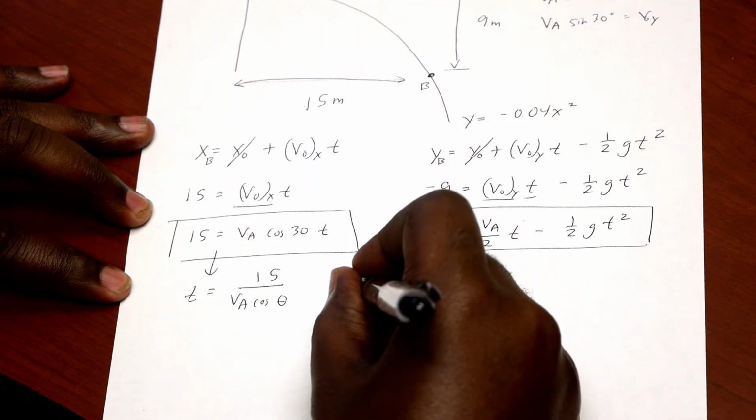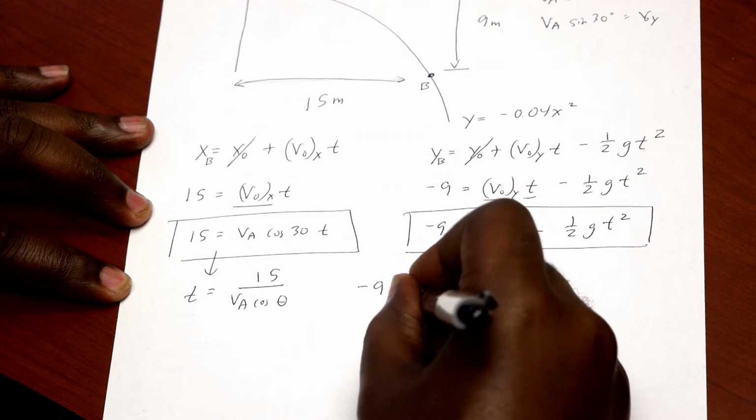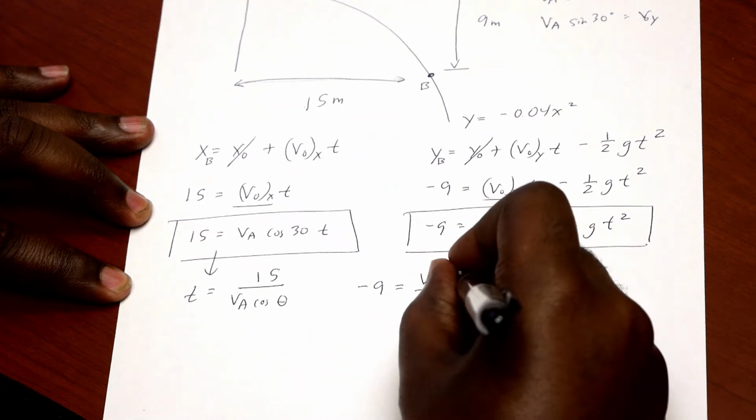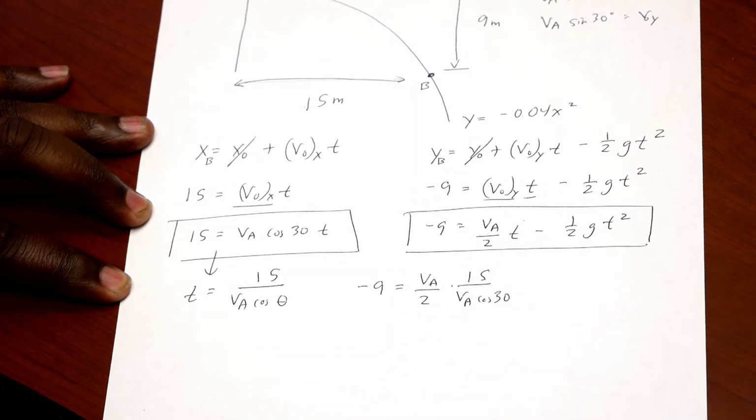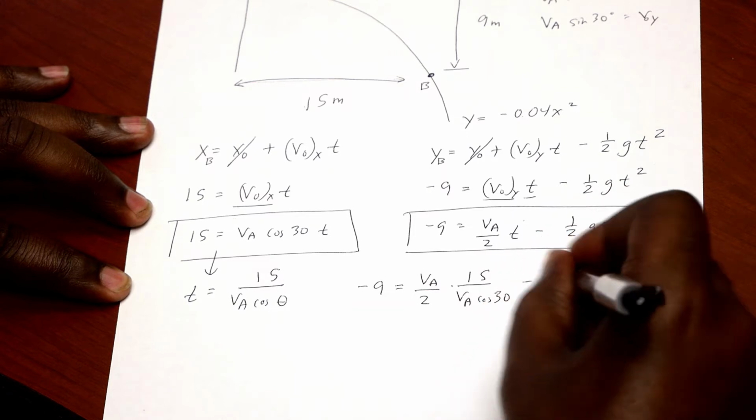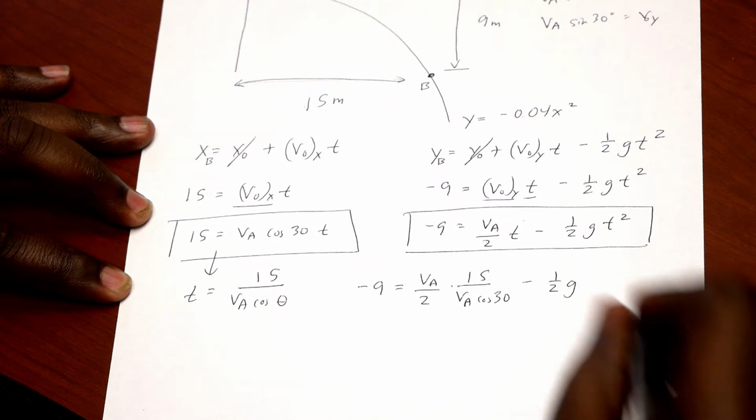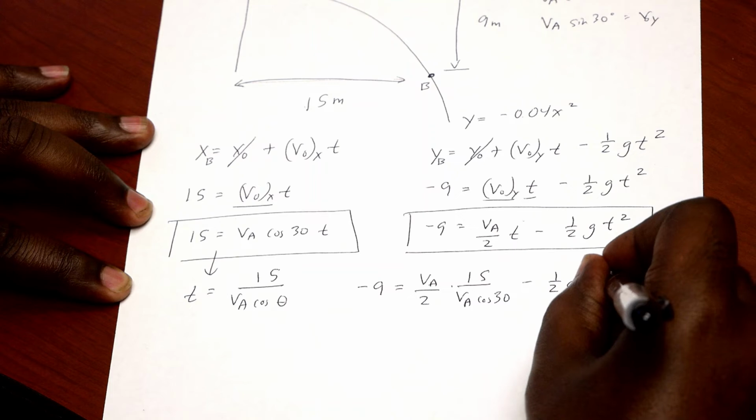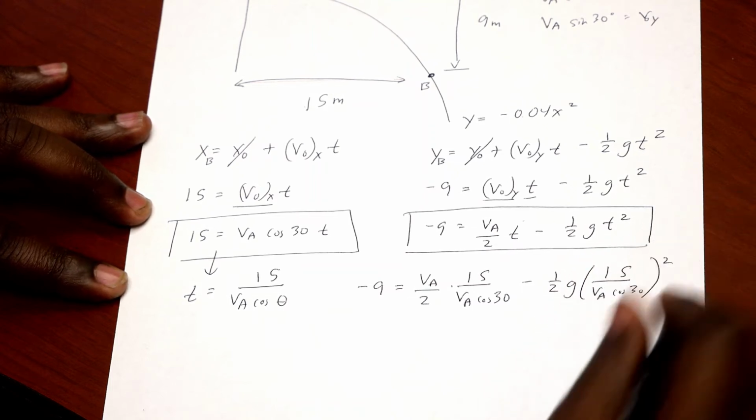So let's do that. So -9 is equal to VA over 2, and then our T in this instance is 15 over VA cosine 30. And similarly for the other term, 1/2 G, and it's T squared, so that would be 15 over VA cosine 30 degrees squared. Okay?